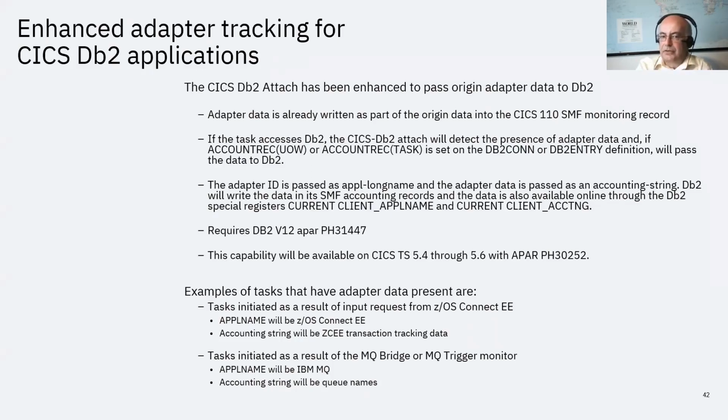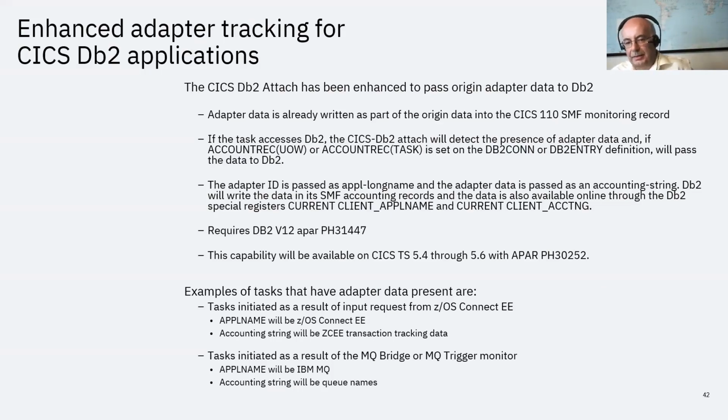So we've done that. So CICS detects when what's called the origin data has adapter data passed into it. So that's the case when you're connecting into CICS from z/OS Connect, or if you trigger tasks through the MQ bridge or the trigger monitor, there is what's called adapter data present in the origin data that CICS will eventually harden out to SMF. So if CICS DB2 attach detects that there is adapter data present, it will pass extra data to DB2 when we do a sign-on.